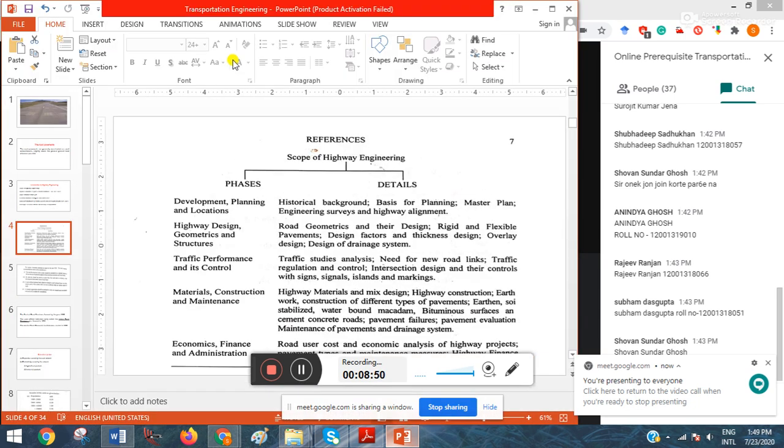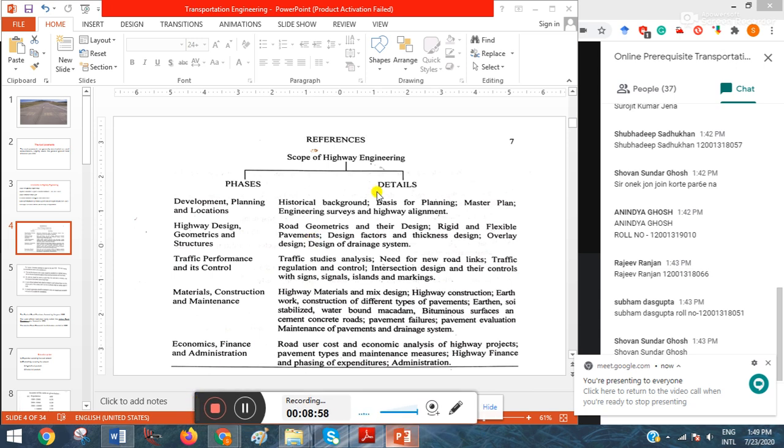Okay, now you can see in this PPT: scope of highway engineering. This is one of the important questions for theory portions. You can get it in any semester exam, as well as any broad question for IAS exam, SSC exam. What is the scope of highway engineering? There are two types. One is the phase part and another is the details part.